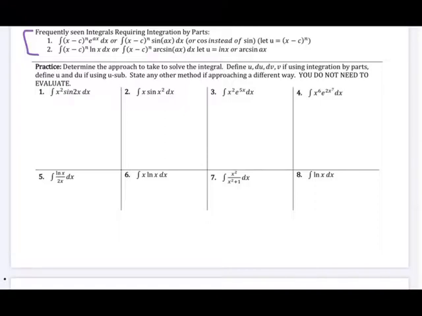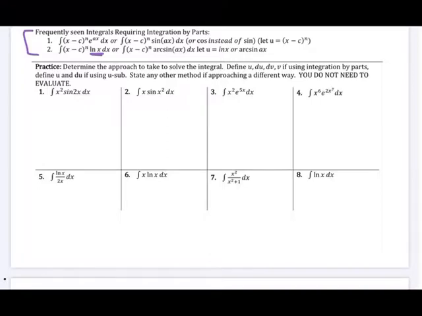Or seeing natural log. Natural log is something that we do not know how to integrate. We know that the derivative of natural log is 1 over x, but we don't know what the integral of natural log is. So if you see a natural log in an integration problem and U substitution doesn't work, integration by parts is probably your strategy.